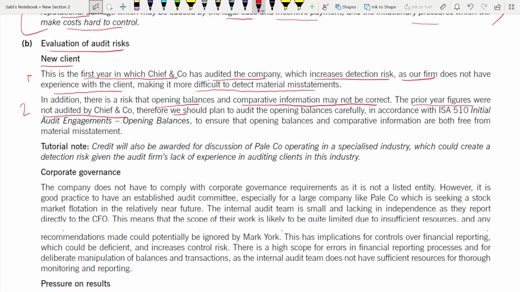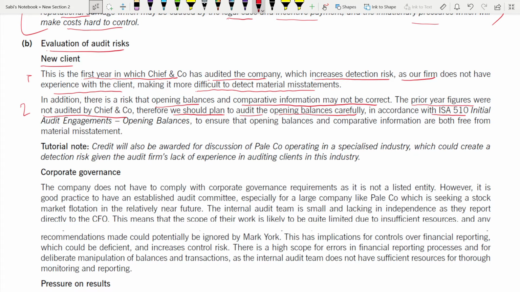Therefore, we should plan. You should always write as a "we". We should plan to audit the opening balances carefully in accordance with ISA 510. You should make use of the standard. Which standard are you going to use? ISA 510, which is known as initial audit engagements.